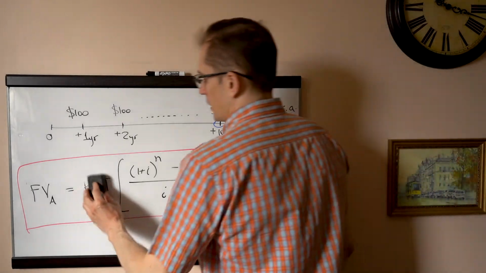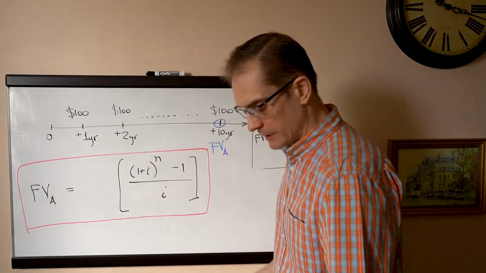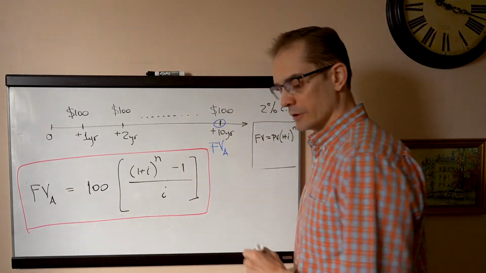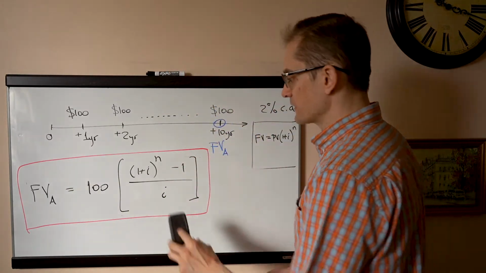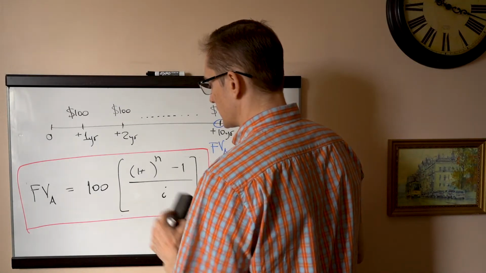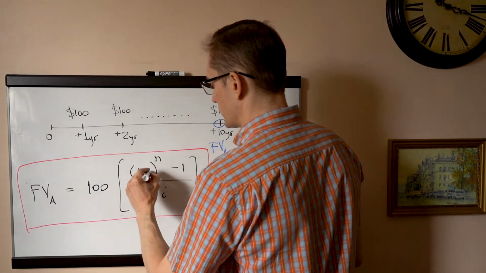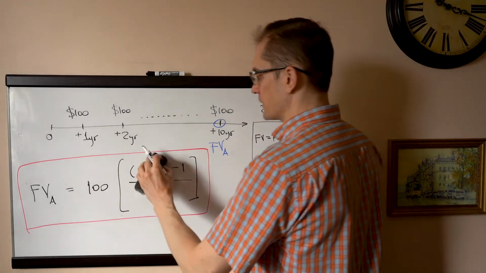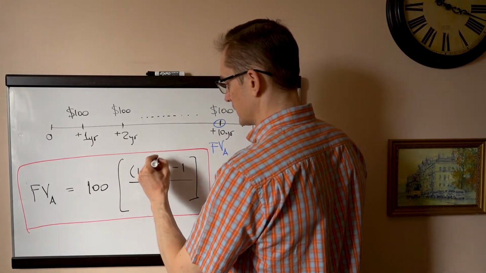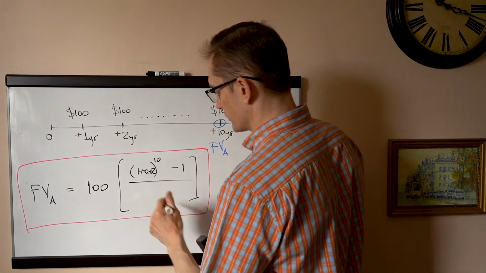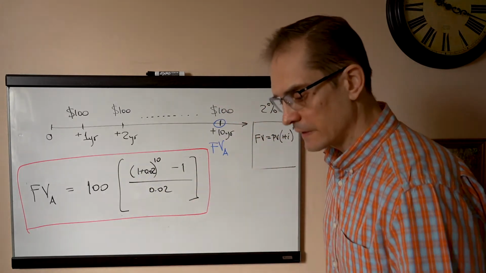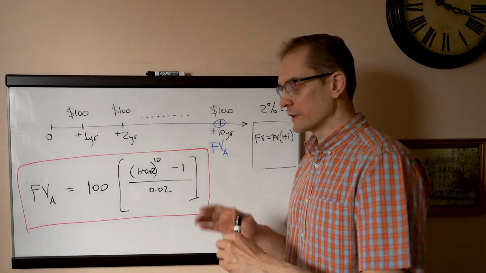Well, instead of PMT, I can put $100, right? Because PMT is $100. Now, instead of this I, I can put 0.02, right? Instead of this n, I can put 10. And it will be here also 0.02. That's it. You see, I'll take this formula and I'll put some values in.